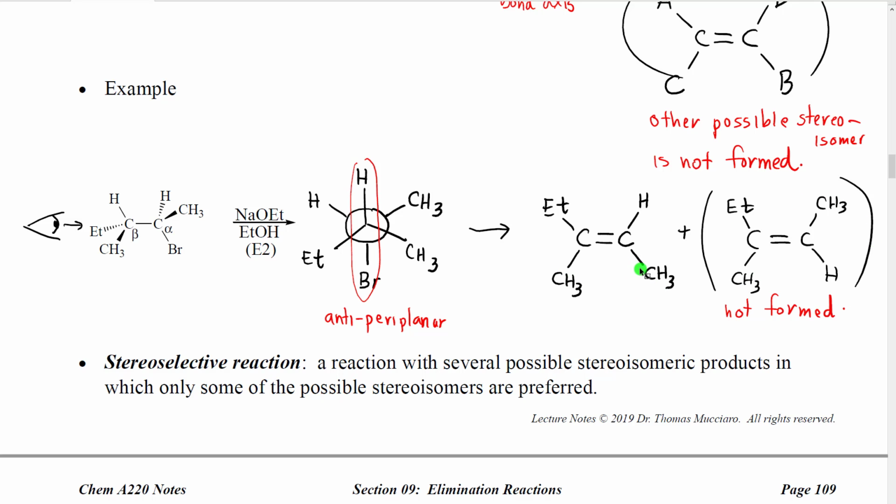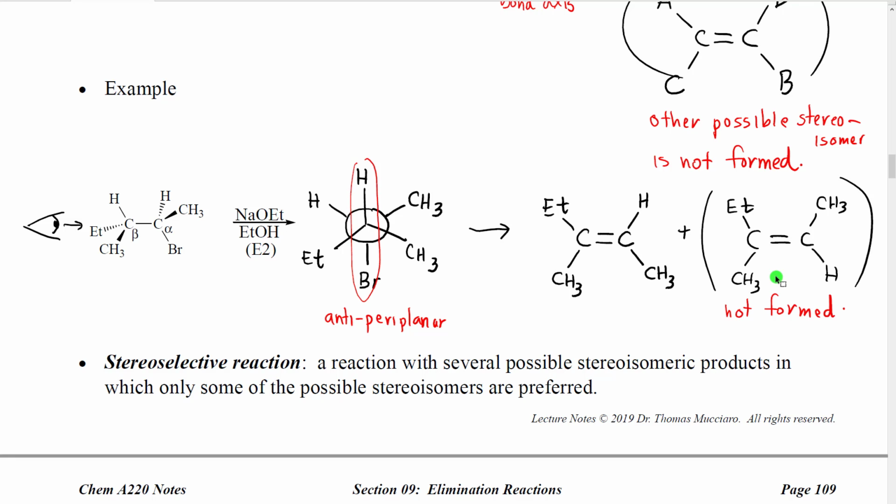This one, which is the stereoisomer of this. In fact, this one is cis. This would be the trans. That one is not formed. So we call this a stereoselective reaction.